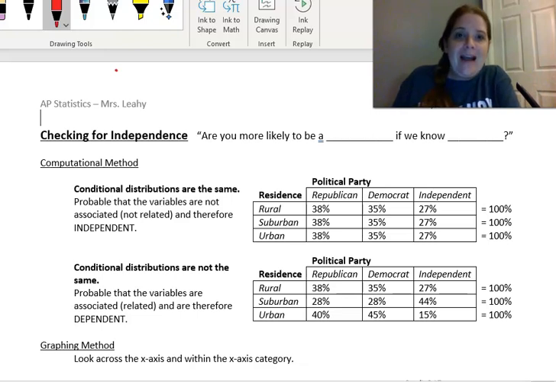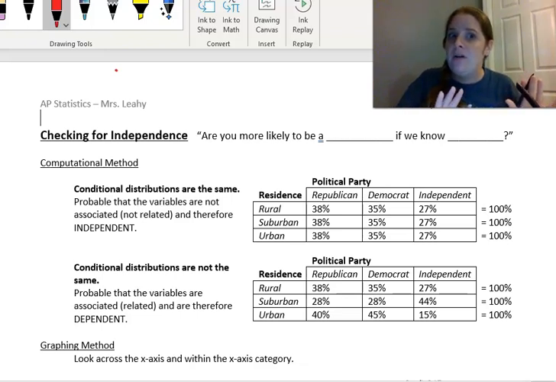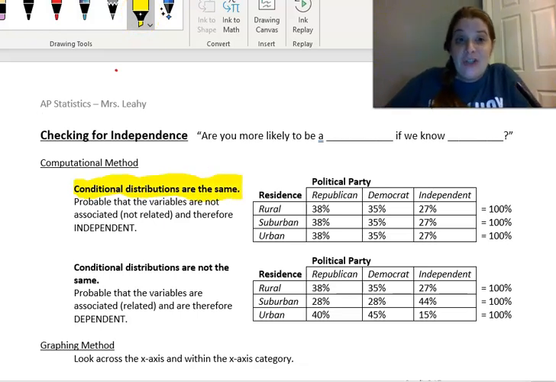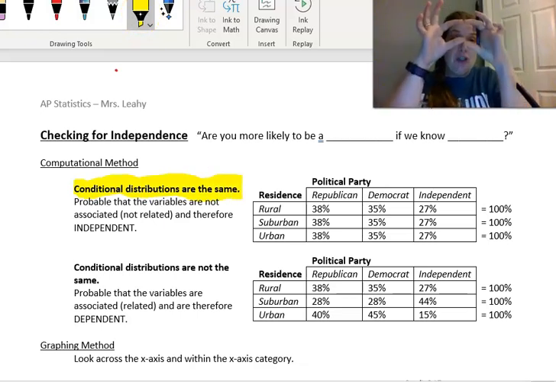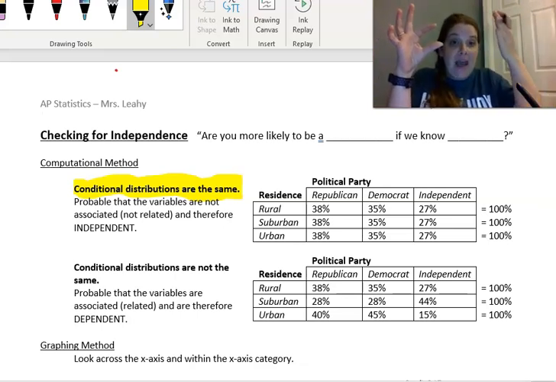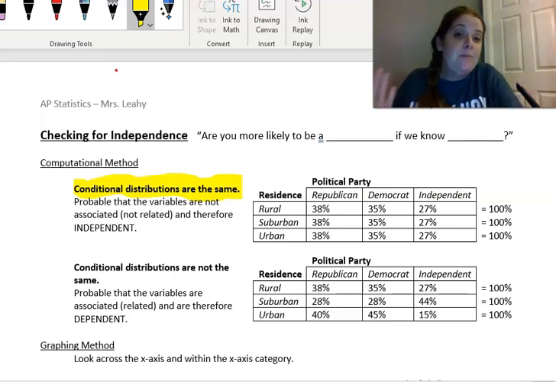One question you can kind of ask yourself is, are you more likely to be some category of variable 1 if we know you're some category of variable 2? Now, there's a couple ways to look at this. The one is a computational method. So we're going to look at the conditional distributions. Remember, a conditional distribution is when you look at a subgroup as 100% and show how the categories are split up within that 100%. If those are the same, it might look like this.